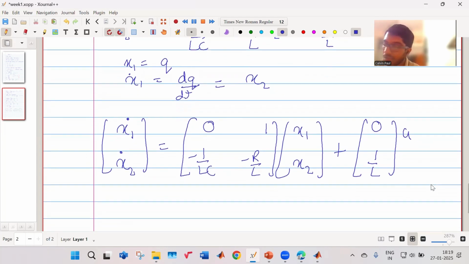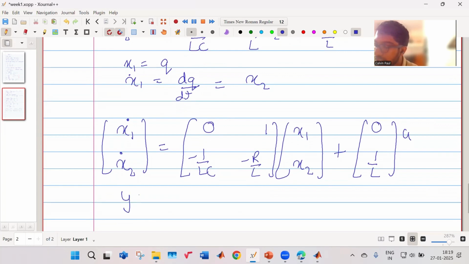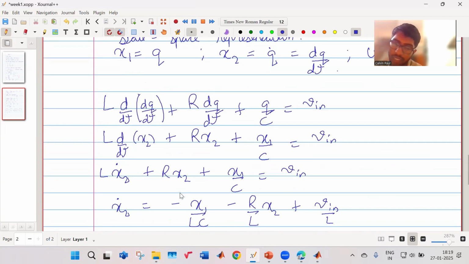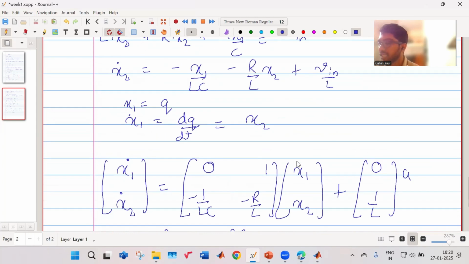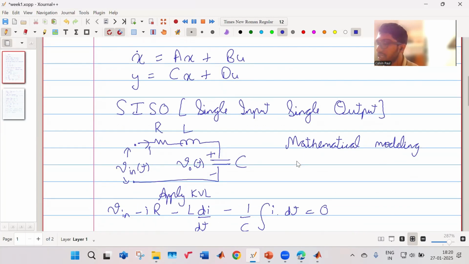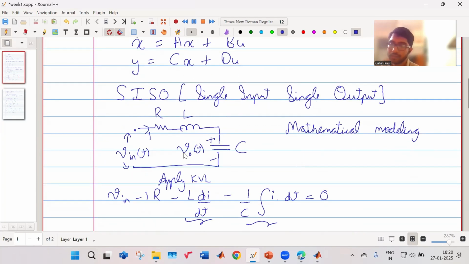Now, what is my output? My output is my output voltage. It is the voltage across the capacitor. So how will I write this voltage? It should be in terms of Q and dQ by dt. It should be in these terms. So can anyone tell me what would be the expression for the output voltage?